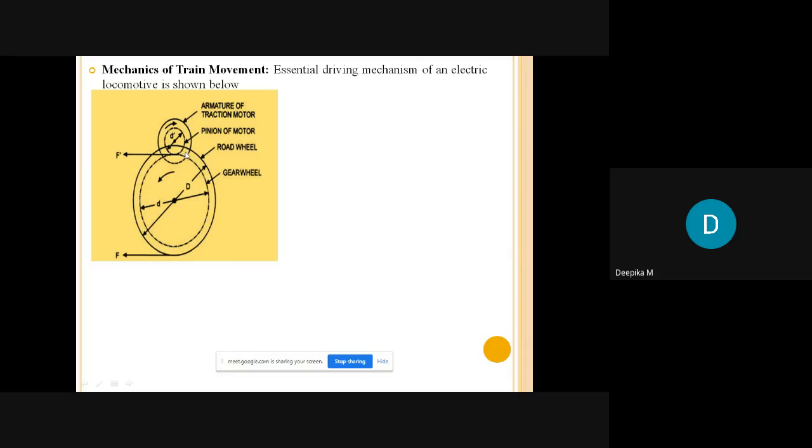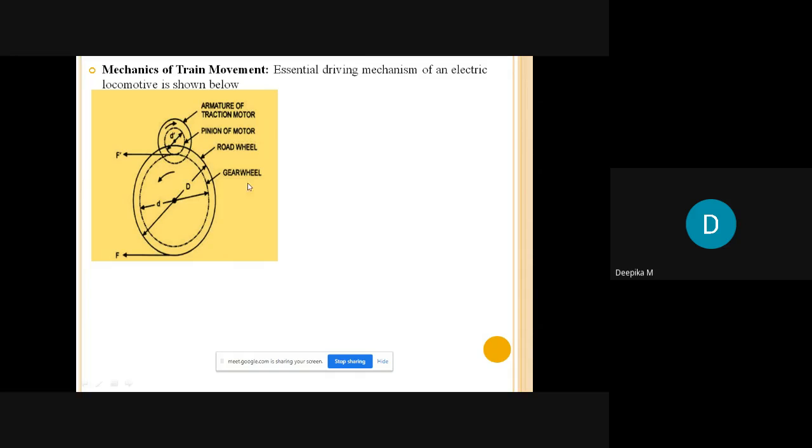The armature of the traction motor has a shaft. To the same shaft we fix the pinion. So there will be a pinion movement. When there is circular motion in the pinion, it is given to the gear wheel. The pinion is transmitting the mechanical energy to the other wheels. So that is something like a pinion.